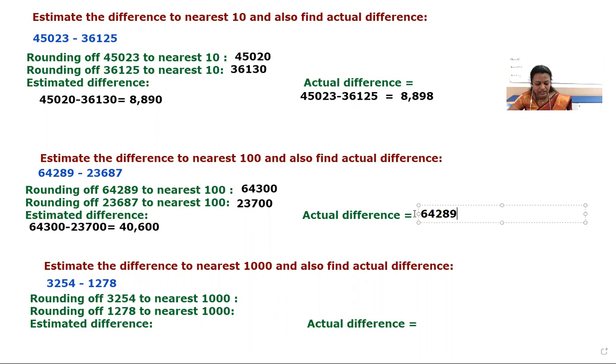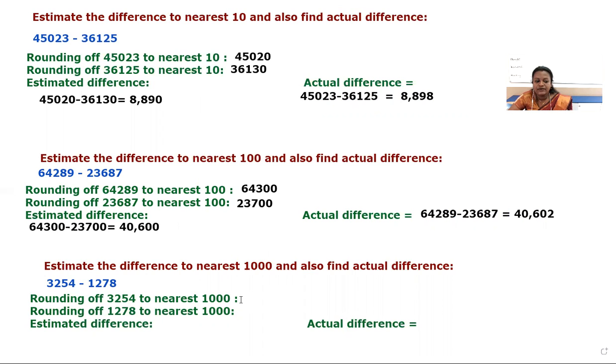That is 64,289 minus 23,687. When we subtract this, either we can try it out in mental math format in order to get the correct answer, or you may perform the actual subtraction and check. It comes to around 40,600, and again you can see a slight similarity in the answers. They are right away estimated, that is, nearest.